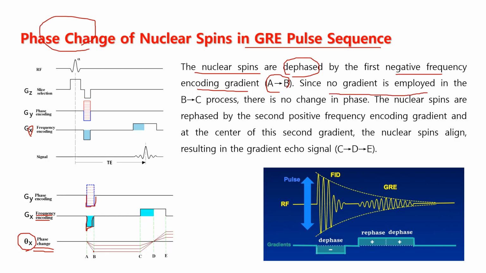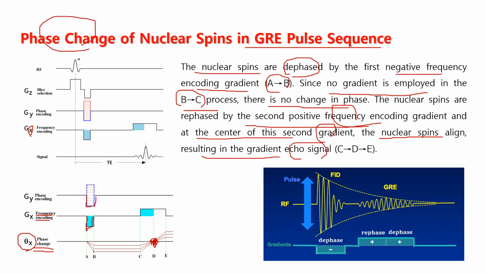Since no gradient is employed in the process B to C, the phase does not change. There's no phase change. The nuclear spins are rephased by the second positive frequency encoding gradient, and at the center of this second gradient, the nuclear spins align. So phase will become 0 at point D. So rephased, resulting in the gradient echo signal.